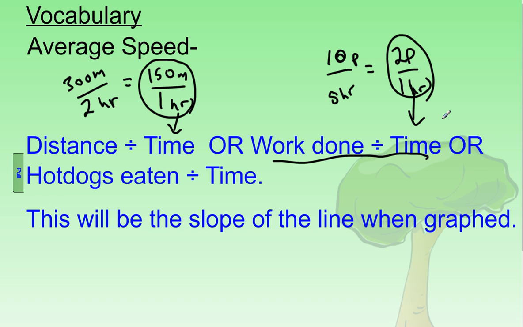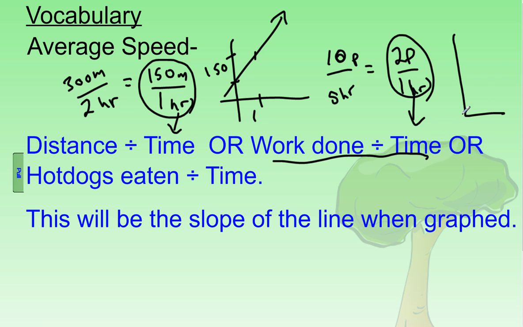Okay? So this will be the slope of the line when it's graphed. So if I was going to graph this chart of the distance traveled over time of this jet, I guess, so it's going pretty fast here, this average speed would be the slope. This guy has a slope of 150 over 1. You'd go up 150 miles over 1 hour. If we're talking about work done, the slope here would be a slope of 2 pages in 1 hour. Hot dogs eaten, whatever it is.